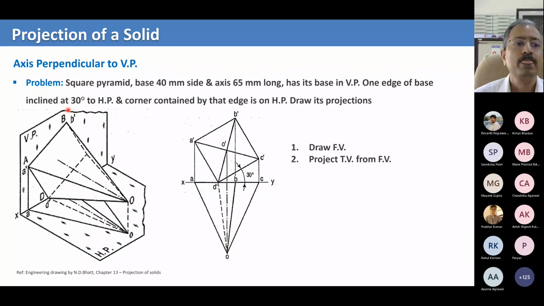Now we will look at the case where the axis is perpendicular to VP, but the faces are no longer parallel to any of these planes, right? If you look at only the bottom face, let us say it is parallel. So if you see the actual object, which is A, B, O, and D, O is the vertex of the object, let us say. But A, B, where is?